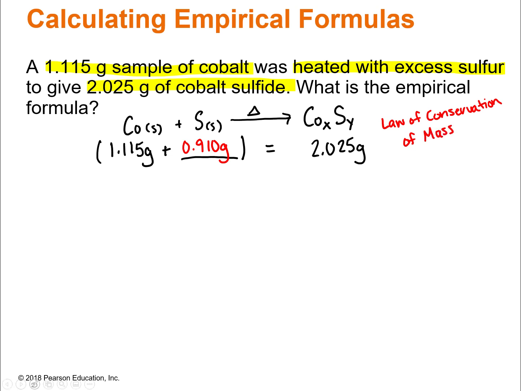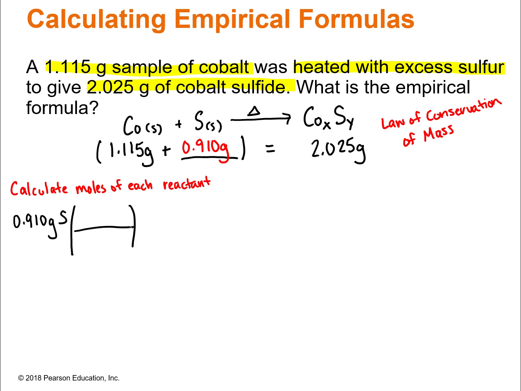Now that we have all of our information, we are first going to calculate the moles of each reactant. To convert, we need the molar mass of sulfur and the molar mass of cobalt. We're starting with sulfur. 1 mole of sulfur has a molar mass of 32.066 grams. That's directly from the periodic table.